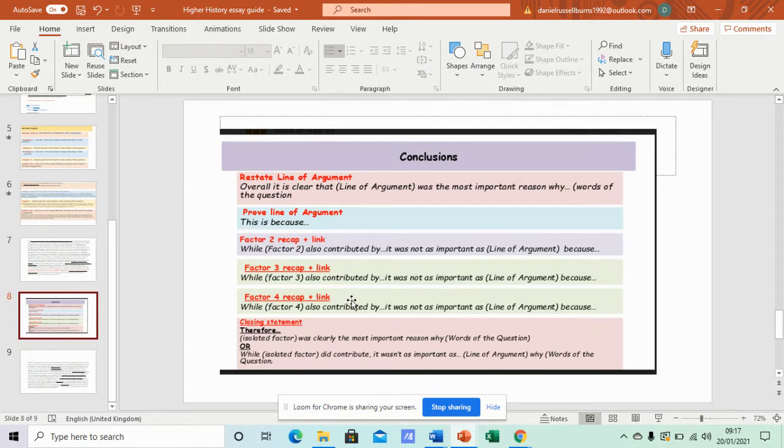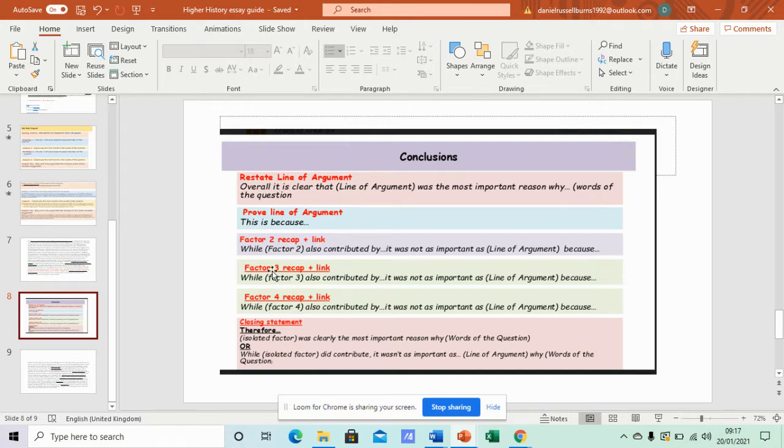So overall, it's clear that the American Revolution was the most important reason why the French Revolution broke out in 1789. Overall, it's clear that the suffragists were the most important reason why some women got the vote in 1918. This is because, so what you would do here is you would pick out one of your analysis points for that factor. So this is because the actions of the suffragists and lobbying MPs changed many members of the government's idea of how women can be trusted with the vote, etc.